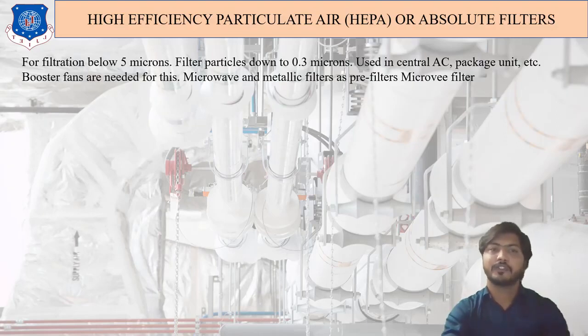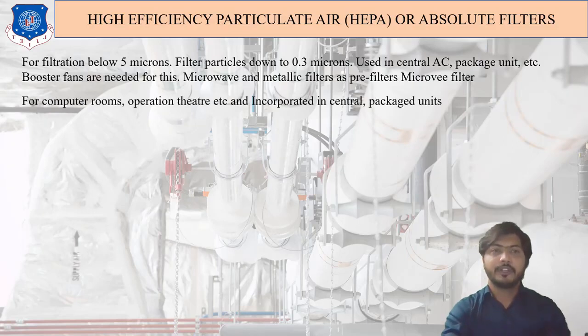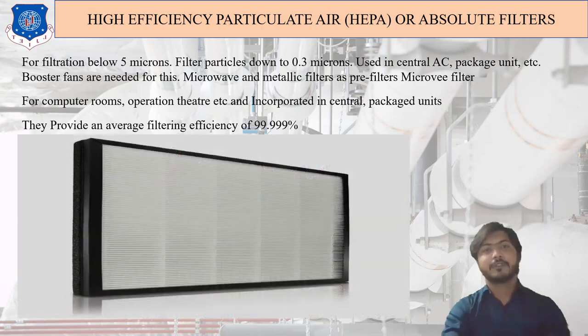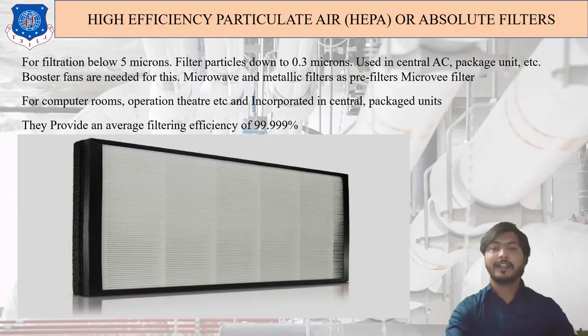Booster fans are needed for this type of filter. These filters are used for computer rooms, operating theaters, etc., and are incorporated in central and packaged units. They provide an average filtration efficiency of 99.9%. This is a high efficiency particulate air filter system. These are the high efficiency particulate air filters, shown here in 3D diagrams.